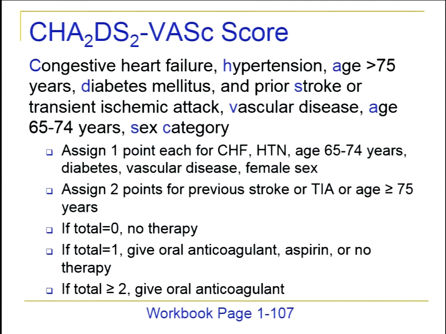If the total is 0, then we don't have to give any therapy. If it's 1, you have a choice between an oral anticoagulant and aspirin, or no therapy. And if it's 2 or over, we need to give the oral anticoagulant. In our patient's case, he was 0, so we would choose no therapy for him.